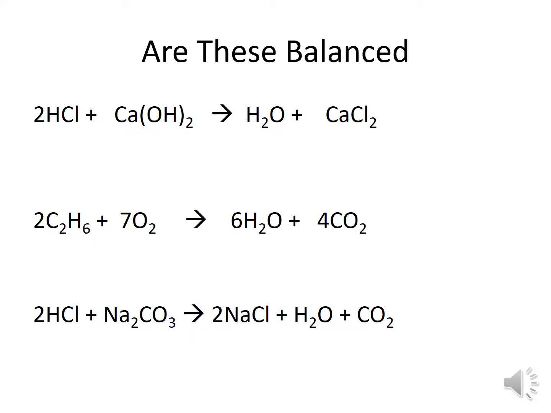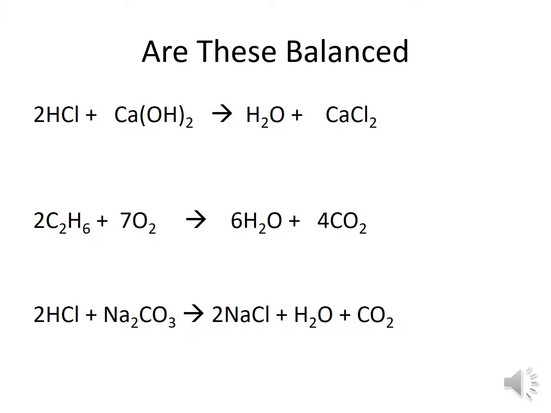Okay, now that we know how to count the atoms, let's see if we can determine whether a particular equation is balanced or not. If I have 2HCl plus Ca(OH)2 yields H2O plus CaCl2, I could check the hydrogens, chlorines, calciums, and oxygens on each side and see if they're balanced. 2HCl has 2 H's, H2O has 2 H's, but it does not account for the 2 H's in the Ca(OH)2 on the left side. So there are actually 4 H's on the left and 2 on the right. So there's a case where it's not balanced.